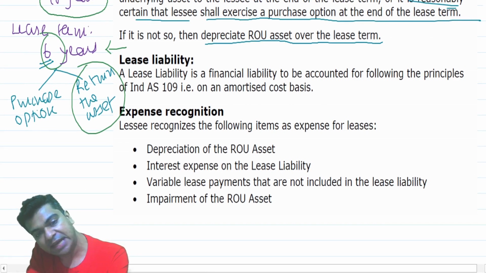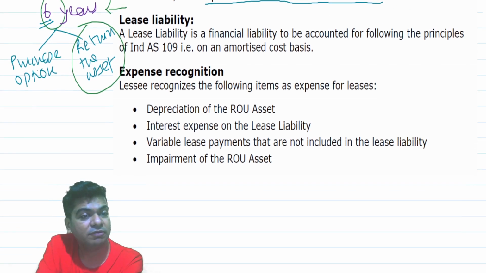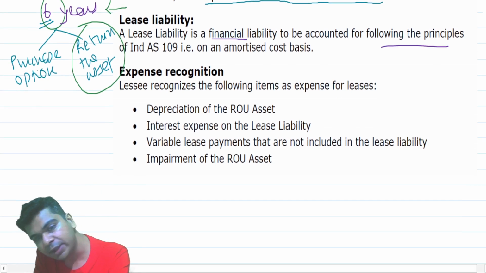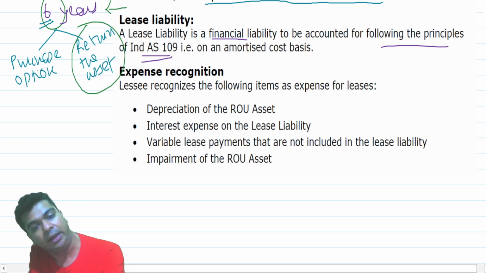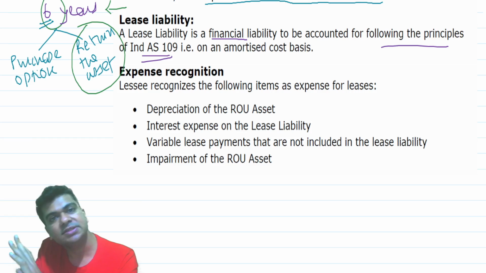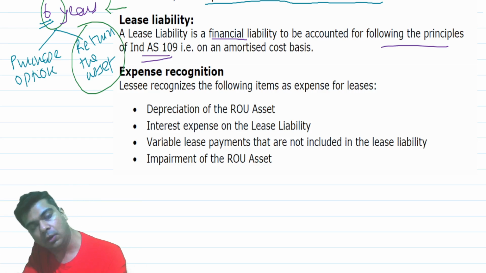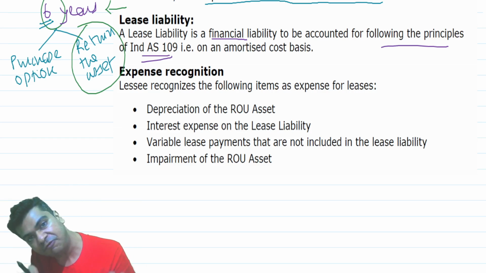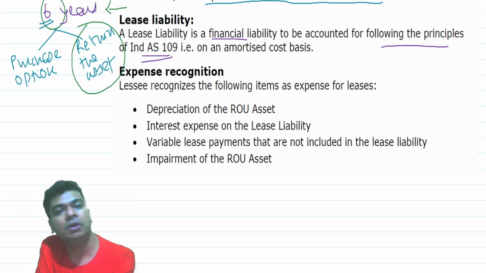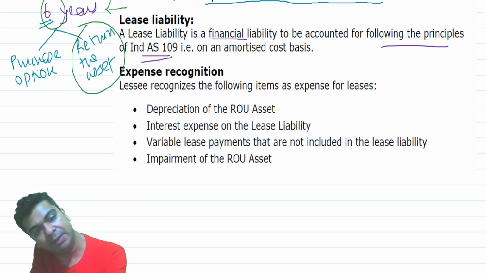What about the lease liability? Lease liability will be a financial liability. You have to account for it by following the principles of Ind AS 109. Ind AS 109 deals with financial liabilities. Basically, you have to treat the lease liability as a loan, as if you have taken a loan from the lessor, and whatever is the accounting for the loan, similar will be the accounting for the lease liability.